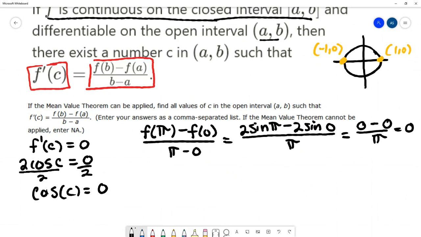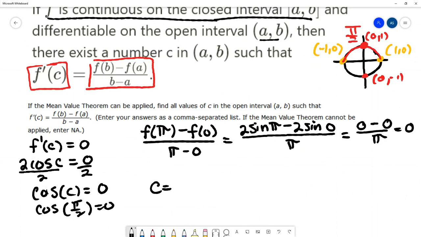So on my unit circle, cosine is the x. So I've got here the ordered pair 0, 1. Here the ordered pair 0, -1. Both of these places have cosine equaling 0. But remember, my interval is from 0 to 2 pi, so I'm only going to consider this one right here. So this angle is pi over 2. So cosine of pi over 2 is 0, and that gives me c is pi over 2.